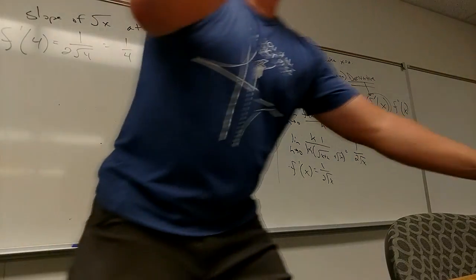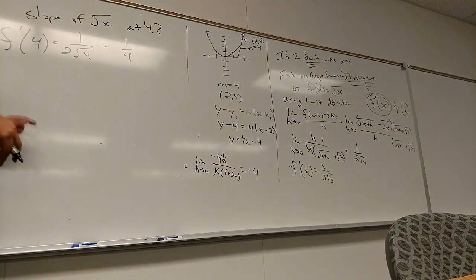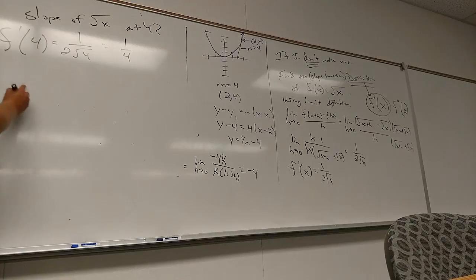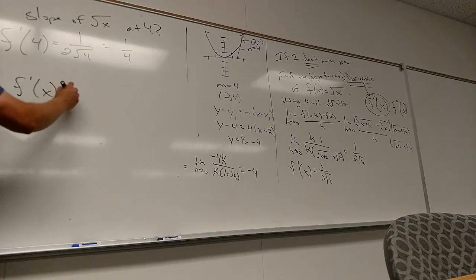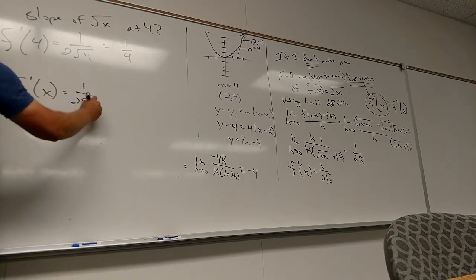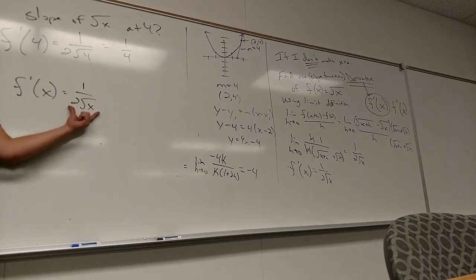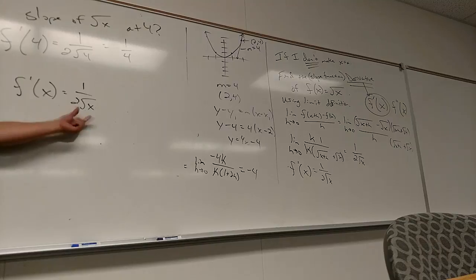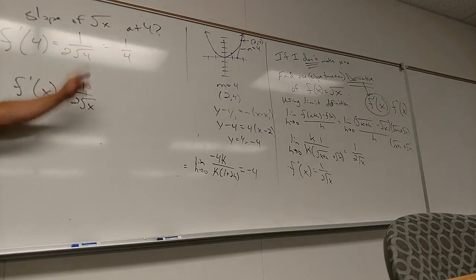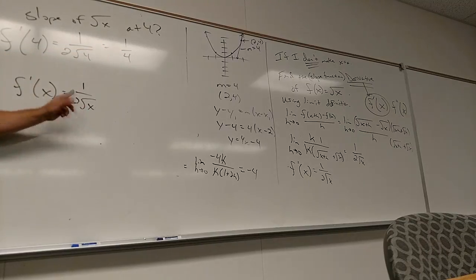Now, last point I want to make. This is a function in its own right. What I mean by that is, just because I got it from taking the derivative of rad x doesn't mean that it depends on rad x. This is its own function. It happens to be the slope of rad x.